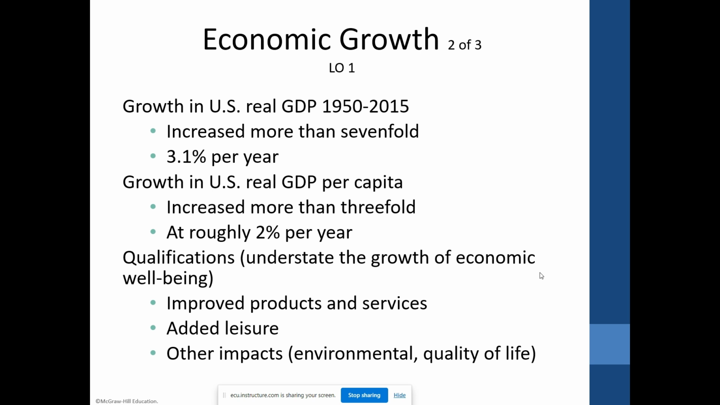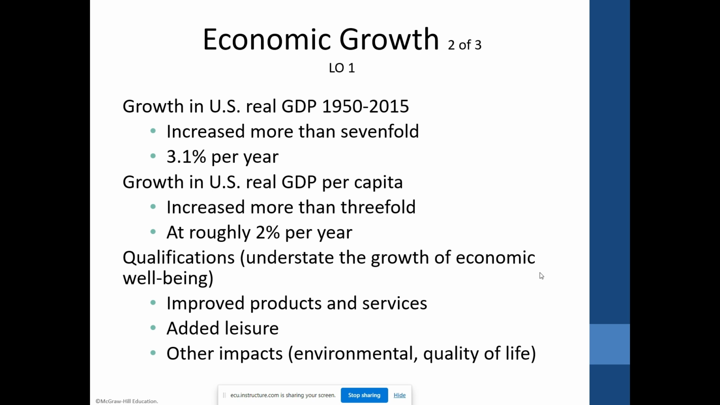During the years 1950 to 2015, the United States real GDP on average grew 3.1% per year, and the real GDP increased more than sevenfold. The real GDP per capita grew about 2% annually, and the real GDP per capita increased more than threefold.